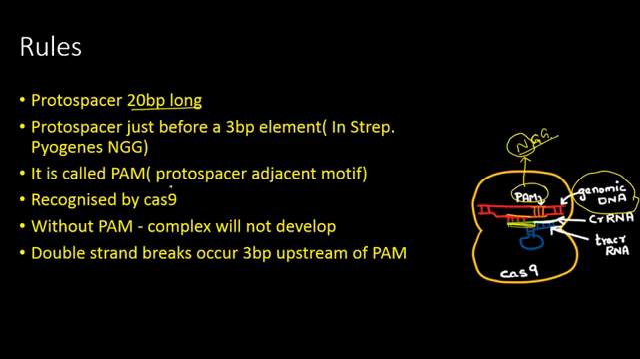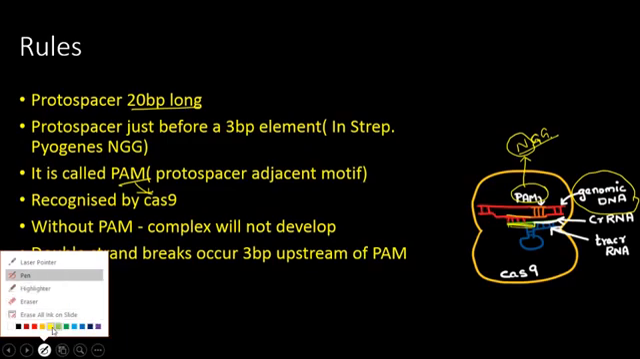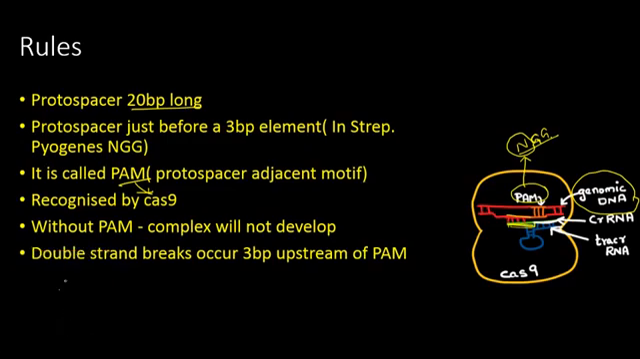Then the PAM sequence is recognized by the Cas9, and without the PAM we cannot form this complex. Let's change the color of the pen to blue. So without the PAM sequence the complex cannot form, because the Cas9 protein attaches to the PAM. Now once this attachment occurs, there is a double strand break that occurs 3 base pairs upstream of the PAM. This is the PAM, and 3 base pairs upstream of it we get a double strand cleavage.